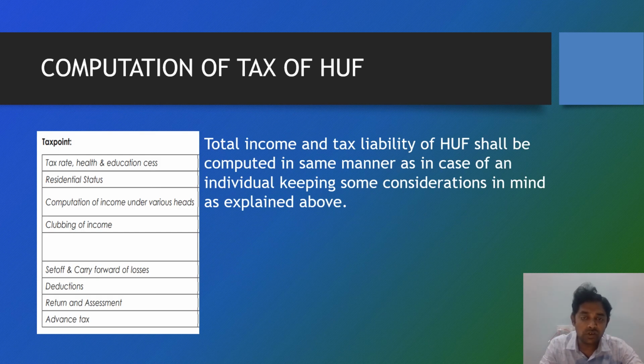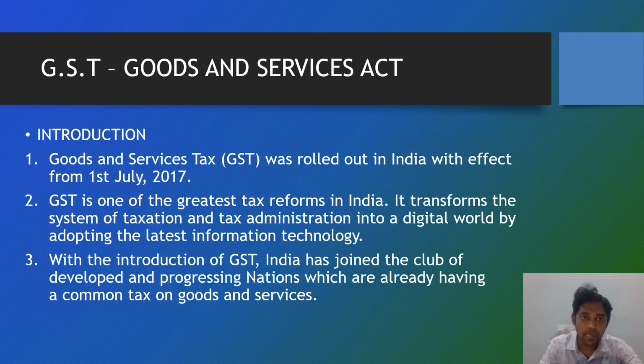Computation of tax of HUF: the total income and tax liability of an HUF shall be computed in the same manner as in the case of an individual, keeping some considerations in mind as explained above. The tax points are tax rate, health and education cess, residential status, computation of income under various heads. There are five heads, as you all know. Then clubbing of income, set off and carry forward of losses, deductions, return and assessment, and advance tax. All these are points which come up when computing the income.